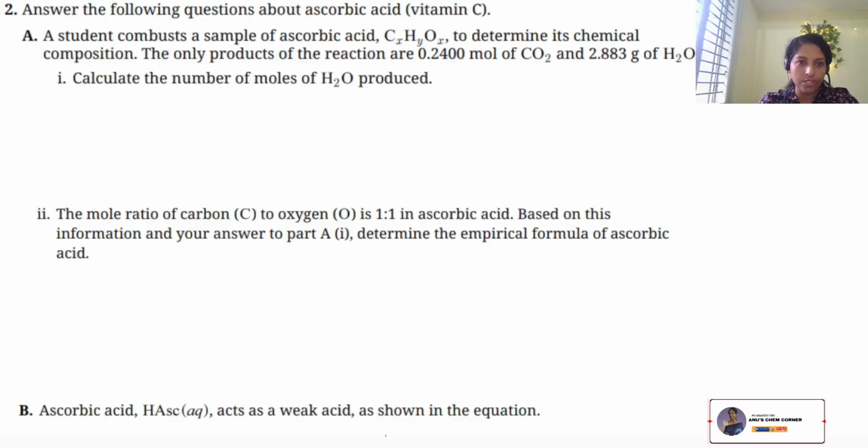Yes, we are continuing the FRQ discussion. Today we can do FRQ question number 2. Let's see. Here we go. So the first question is about combustion analysis, right?